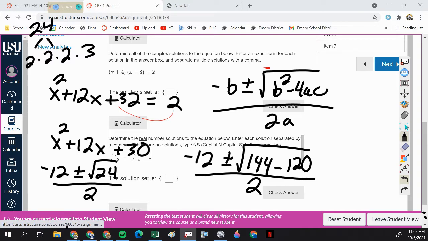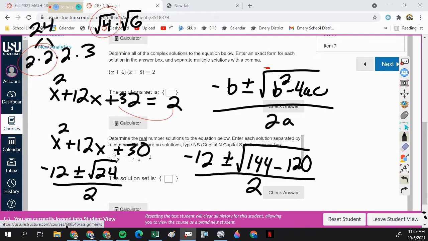Can I pull anything out? So I pull out a set of 2's. Why does that work? Anybody know? 24 is really the square root of 4 times the square root of 6. And this is a perfect square. So we're just taking out the perfect squares.